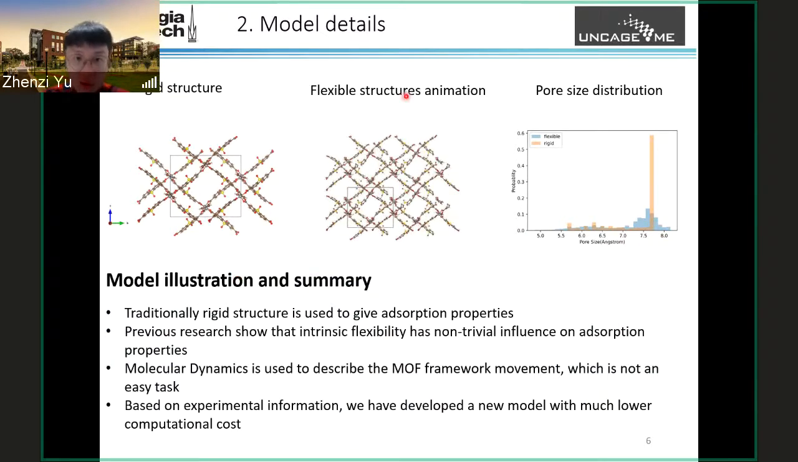And currently, to model this type of flexibility, molecular dynamics is used to describe the MOF framework movement, which is not an easy task. So we came up with a method which is based on experimental information, and this method will enable us to model the MOF intrinsic flexibility at a much lower computational cost.